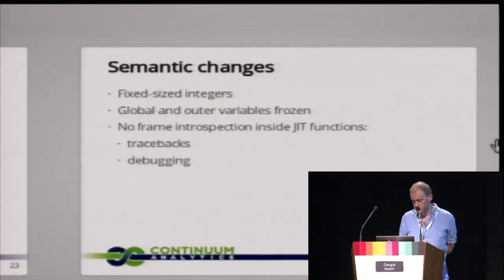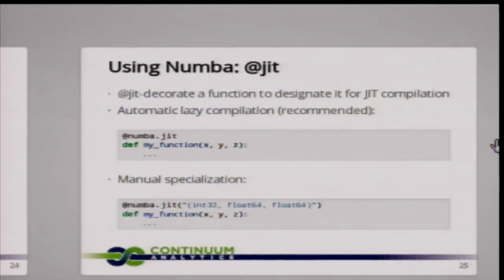So how to use it? Basically, the main way to use it is to use the JIT decorator. It's very simple. You have a function, and you just tag the decorator on it, and hopefully it will be able to compile it. The default way is not to pass any argument to the JIT decorator, and it will lazily compile a function. This means that it will wait for the function to be called, and it will do the type inference at this point, and it will generate the native code, and since you're calling the function, it will call the native code on the fly.